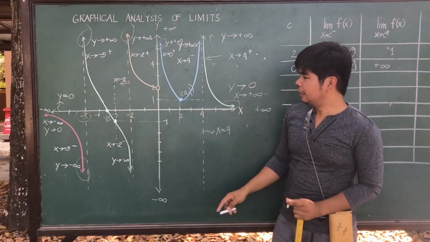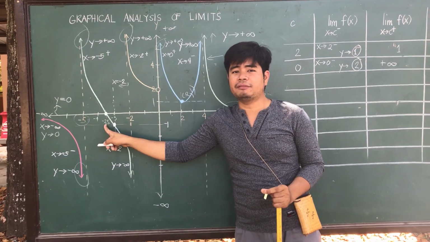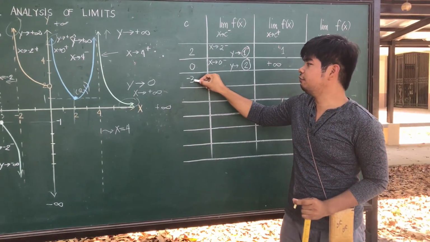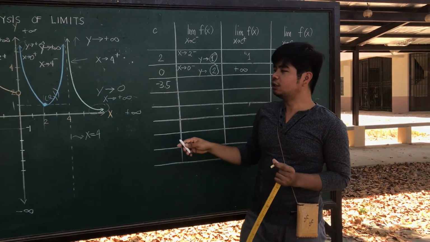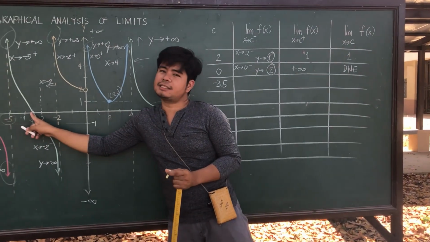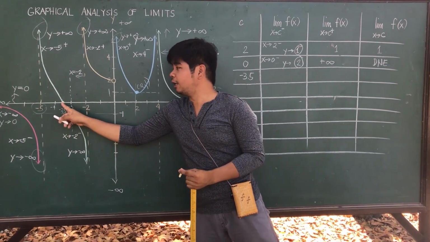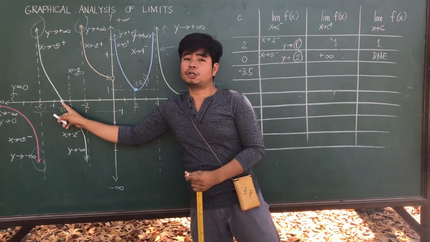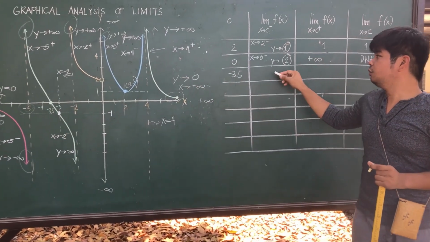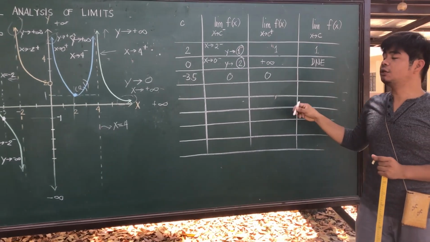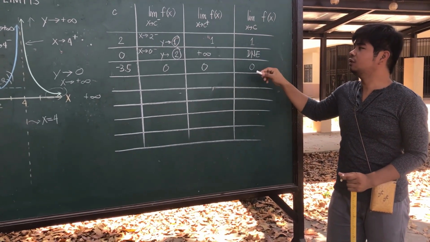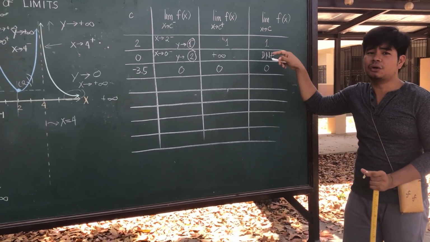Let's say the number is negative 3.5. So gagawin natin dito, ano nangyayari sa y when x approaches negative 3.5 from the left and right? Pareho pinupuntahan ng y, di ba? It goes to 0. So the limit is 0. So limit of the function in two-sided is also 0.